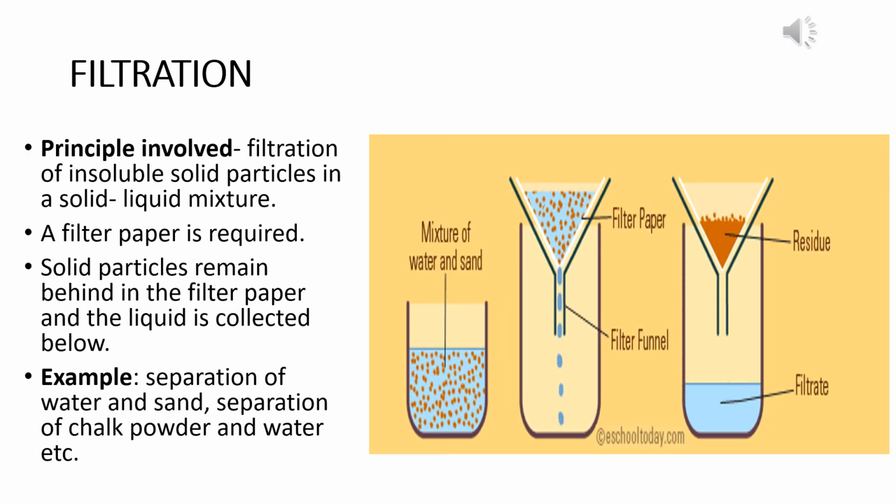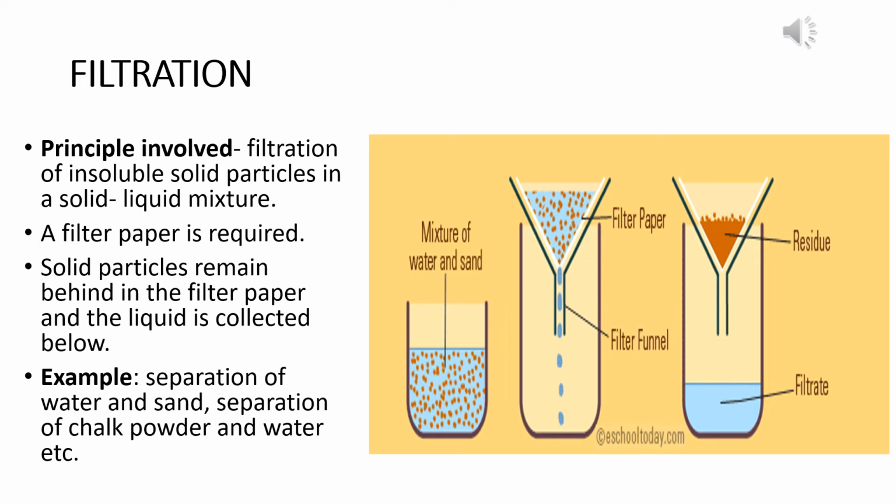Now we will discuss the methods of separating a solid-liquid mixture. The first method is filtration, and in filtration the principle involved is that insoluble solid particles will get retained and the soluble particles will be collected below. So the filtration method is also used in purifying the water that we drink in our daily life. Here we need one more piece of equipment, which is called the filter paper. The filter paper is a type of paper which will help in the process of filtration.